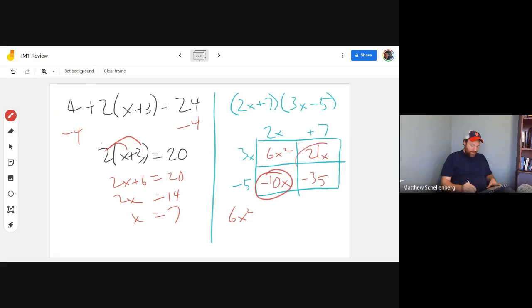That becomes 6x squared. These two are friends. They get together. They're like terms. 21x minus 10x is 11x, positive, minus 35. And that is how you do the area model. All right, let us keep going.